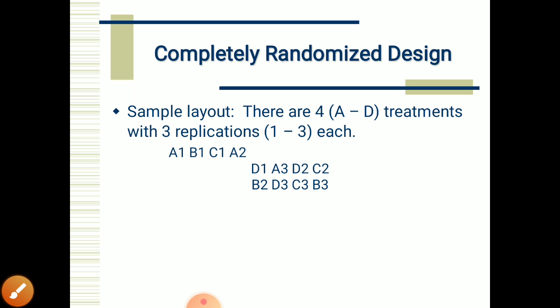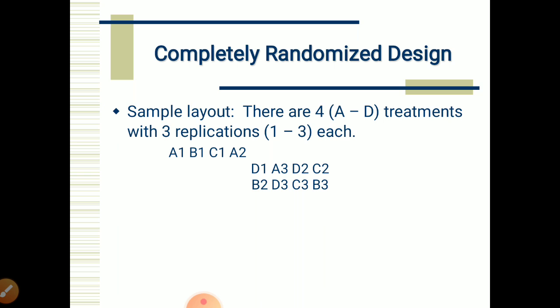The meaning of completely randomized design is elaborated again here. We have a sample layout. For example, if we have treatments A to D, we are only giving a general picture, and you can obtain the meaning from it. We have 3 replications, that is 3 animals for each treatment. So 12 animals are required, 4 into 3, and they have been allotted here. You can see there among the 12 animals, each treatment will have 3 replications.